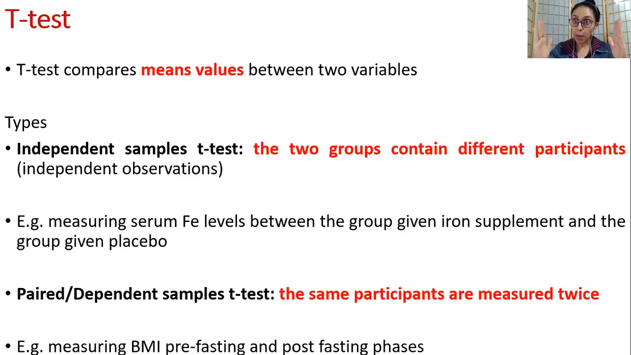Now you do a paired sample T test to see whether every participant's blood iron level from the start till the end improved, or stayed the same, or unfortunately decreased. So that is when you do a paired sample T test, when you have the same participant measured twice.